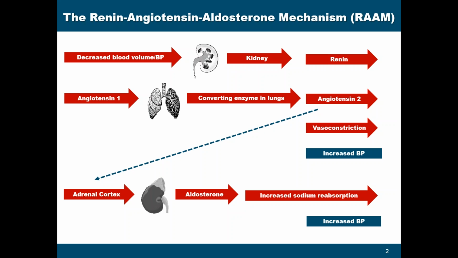And one NCLEX tip that I'm going to give the NCLEX examinees is that there are certain medications that act on this process by blocking some of the elements. For example, if the converting enzymes in the lungs are being blocked, then the blood pressure will decrease. And these are the medications that we call ACE inhibitors.